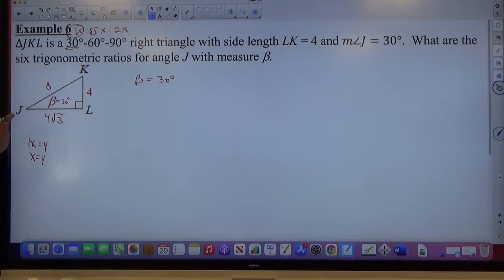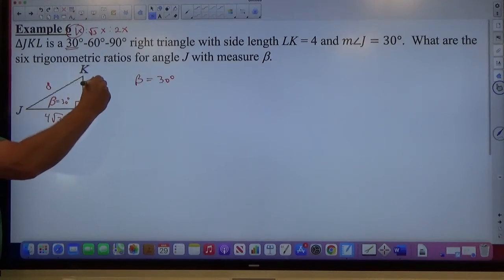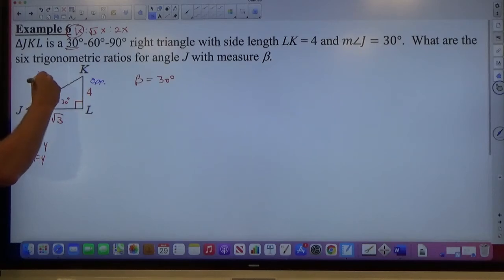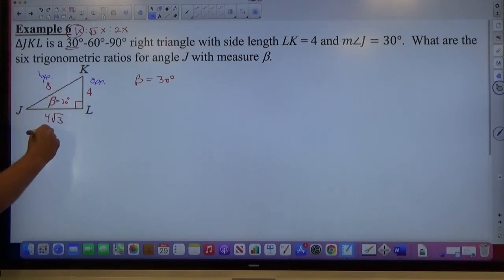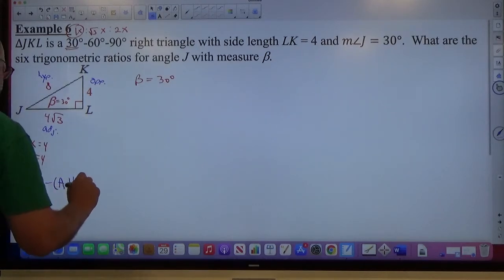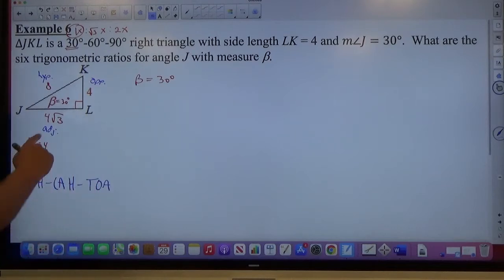If I'm dealing with angle beta, I need to identify the opposite, the adjacent, the hypotenuse. So beta is here, go across, that's the opposite. Angle L is the right angle, go across, that's the hypotenuse. And the third side must be the adjacent. So now we know all 3 measures, what they are. We're going to look at SOHCAHTOA to establish the sine, cosine, and tangent, and then use those reciprocal functions, cosecant, secant, and cotangent, to find the values of those.